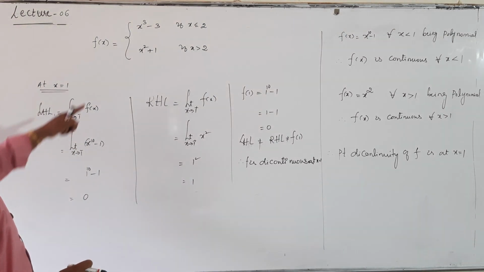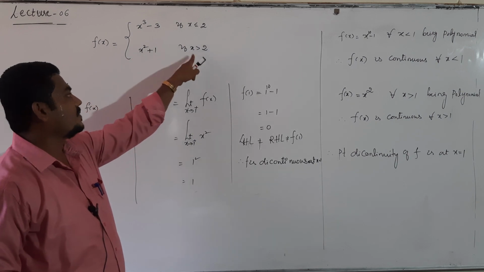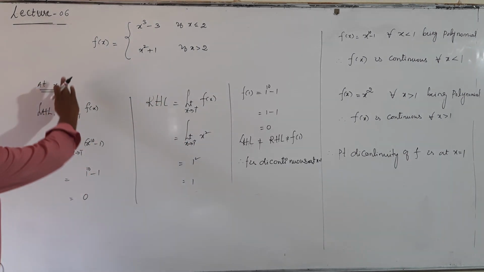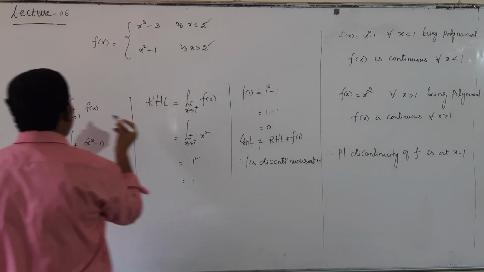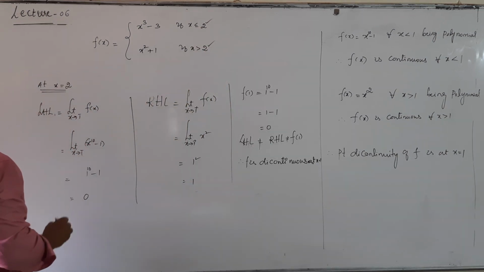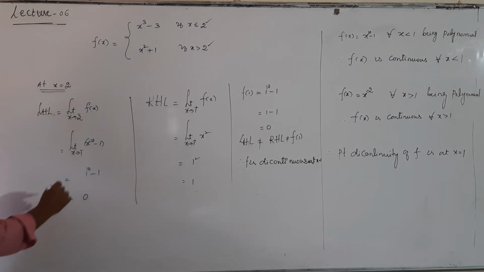Next question. f of x equals x cube minus 1 if x value less than 1, x square plus 1 if x value more than 1. Check the continuity at what point? First check the continuity at this point. At 2, means left hand limit, notation x extending to 2 minus f of x.